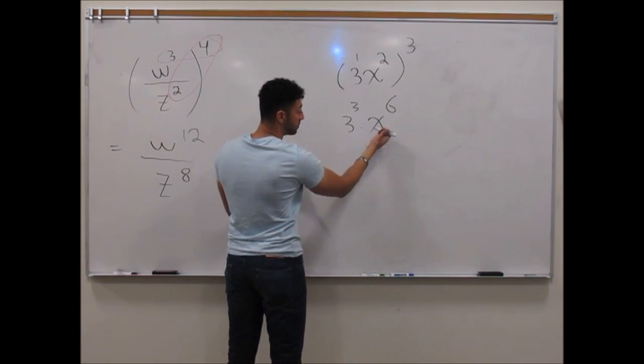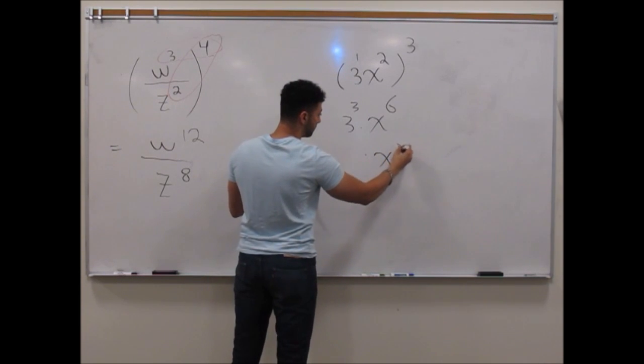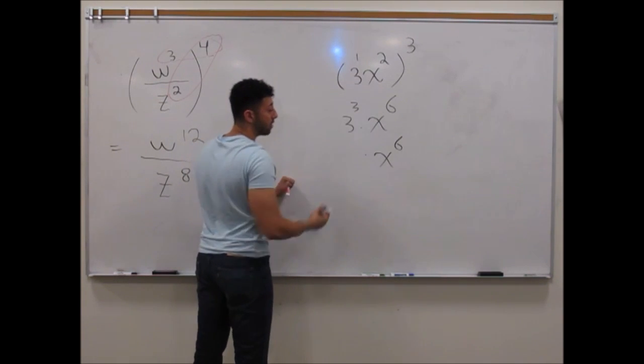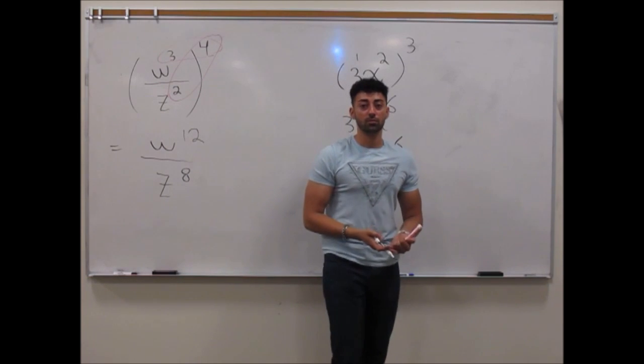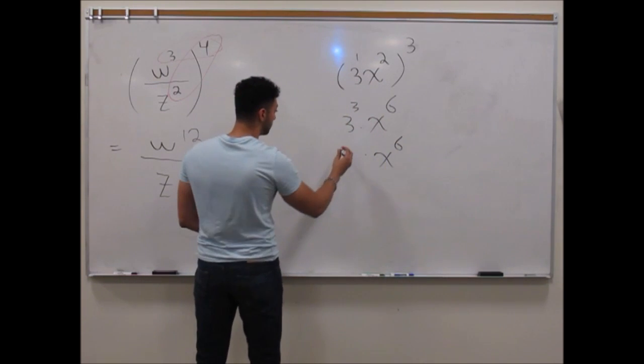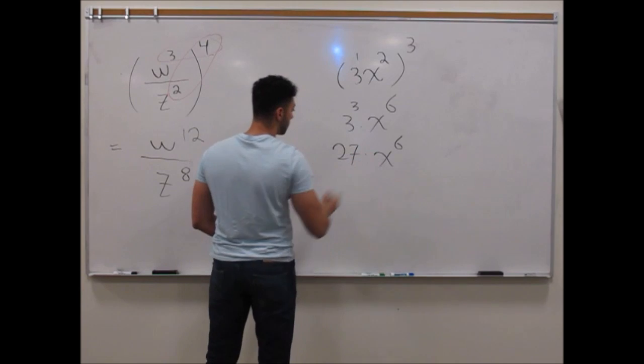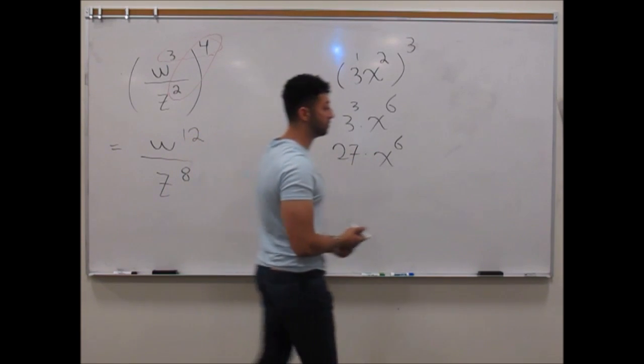We can't simplify x to the 6 any further. But 3 to the 3rd power indicates 3 times 3 times 3, right? And that would be 27. So the final answer there should be 27 times x to the 6th.